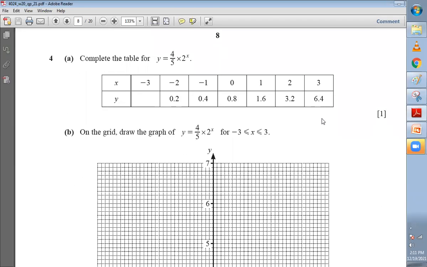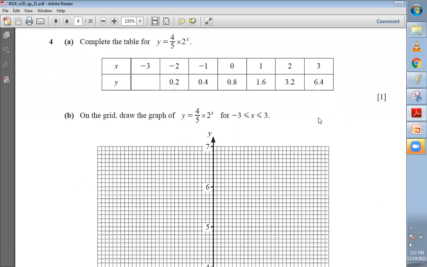We are done with question number 3. Now we have question number 4. It says complete the table for y equals 4 by 5 into 2 raised to power x. So here an equation is given. It's an exponential equation. The variable is in the exponent, and they have given us the table. Only one value is missing, when x is -3.